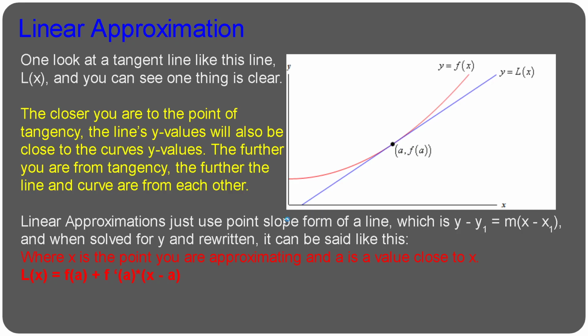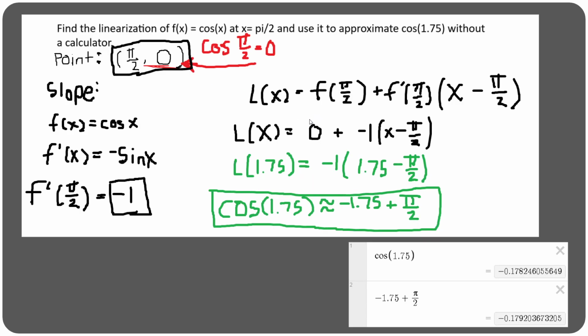Use the point slope form of a line, which is this, and you can write it a little differently. Instead of m, you call it f prime of a. Instead of y1 and x1, you say f of a and a. And then you solve for y. So in this equation, x is the point you are trying to approximate, and a is a value that is super close to x. So let's take a look at an example problem to understand this idea.